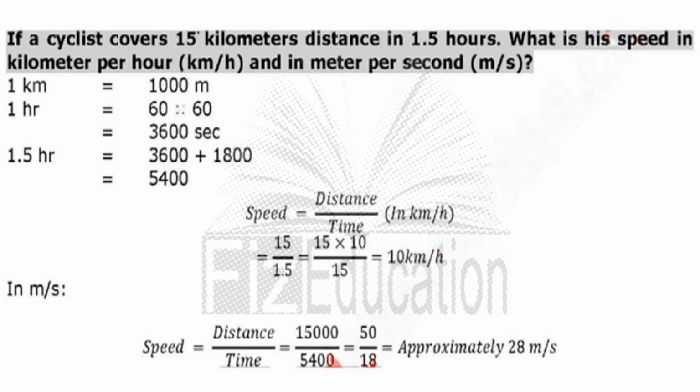Speed is equal to distance over time. In kilometer per hour, it is equal to 15 over 1.5, which is 15 multiplied by 10 over 15, is equal to 10 kilometer per hour. In meter per second, speed is equal to distance over time, is equal to 15,000 over 5400, is equal to 15 over 18, approximately 2.8 meter per second.